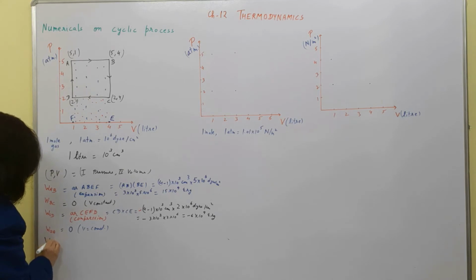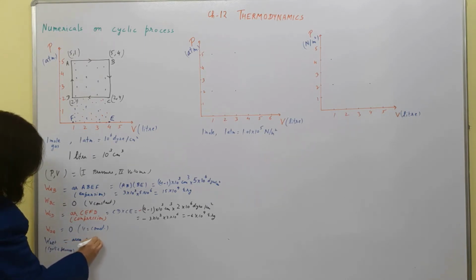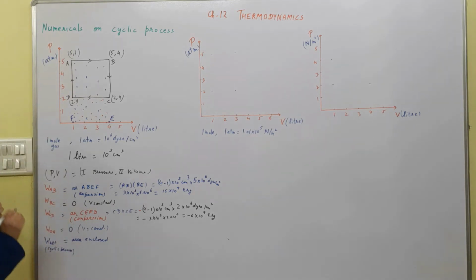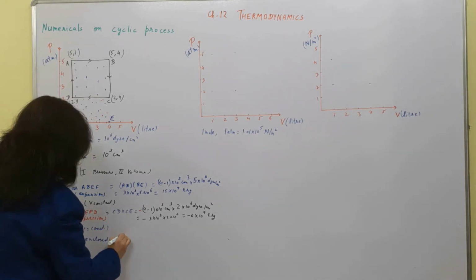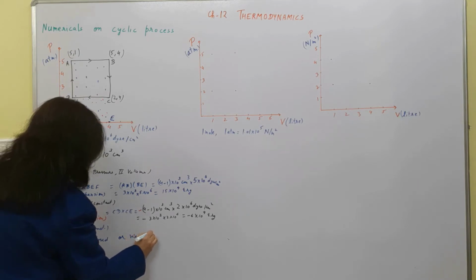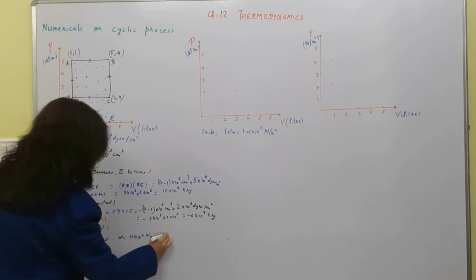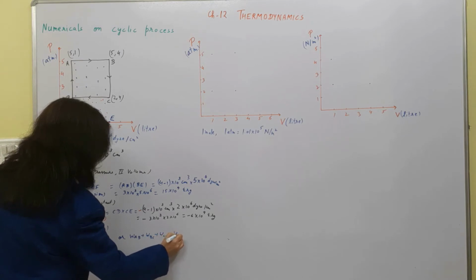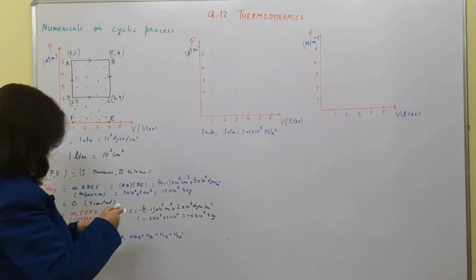So W net in the cyclic process, or you can say W net in the complete cycle, is equal to the area enclosed. This way also you can calculate, or WAB plus WBC plus WCD plus WDA. So this also gives me the answer.